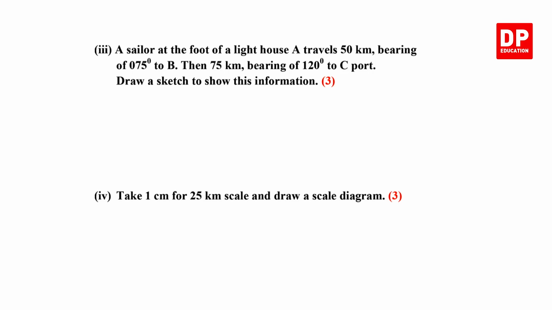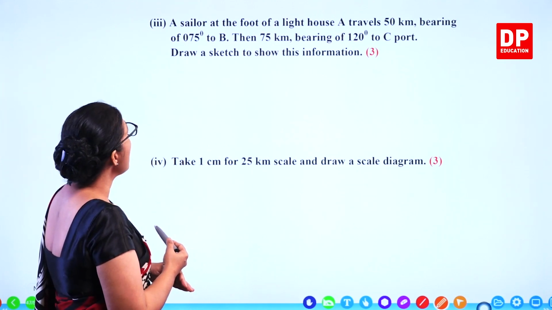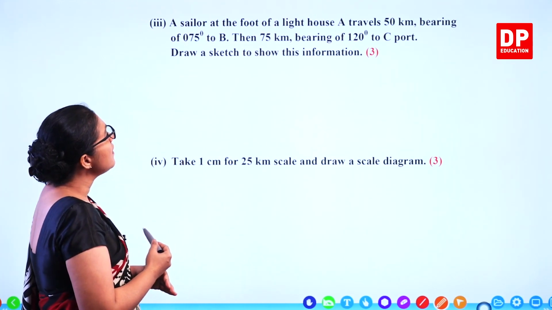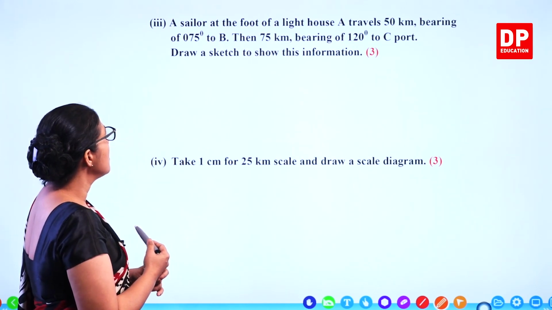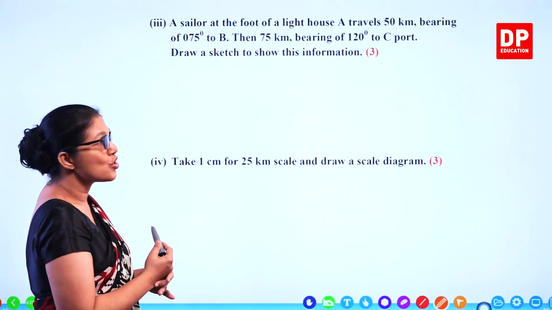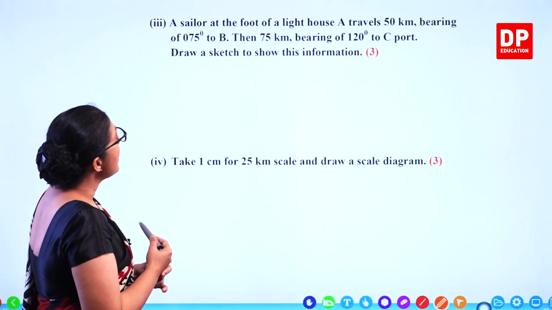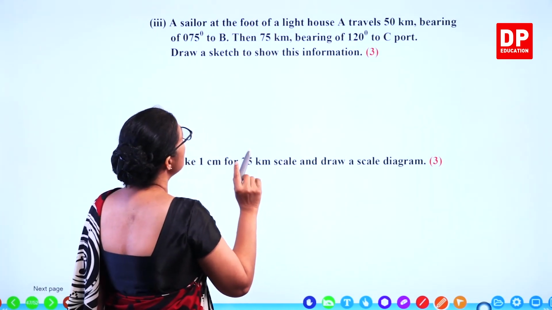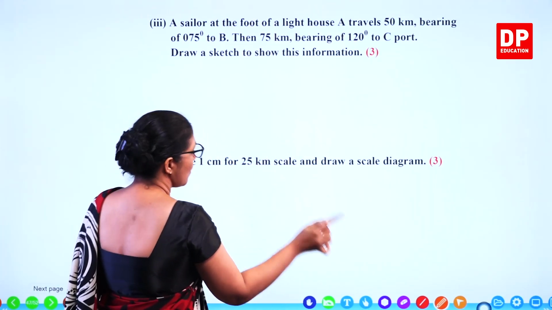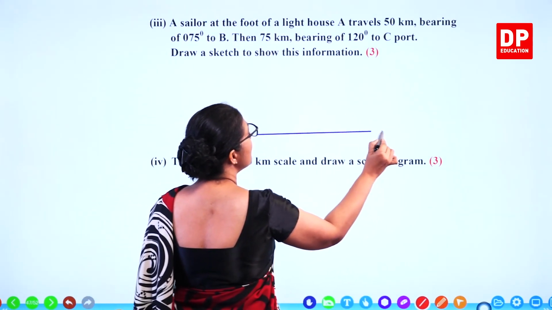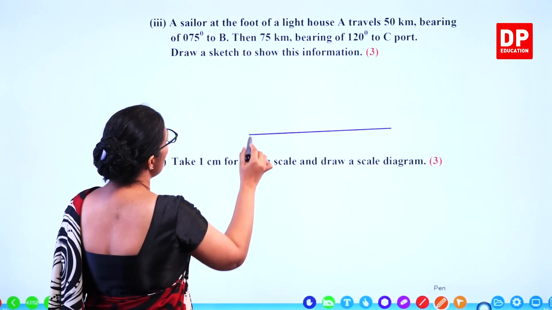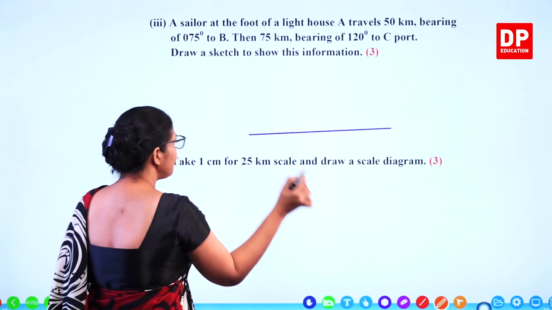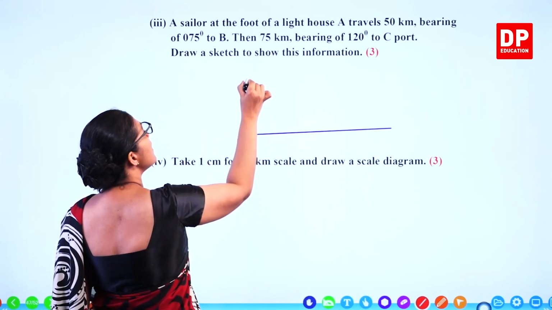Part 3. A sailor at the foot of the lighthouse A travels 50 kilometers on a bearing of 75 degrees to B. Then 75 kilometers on a bearing of 120 degrees to the seaport. Draw a sketch to show this information. So we'll just sketch it. I'll draw the diagram. Here this is the ground, the foot of the lighthouse. So we'll take the lighthouse here.